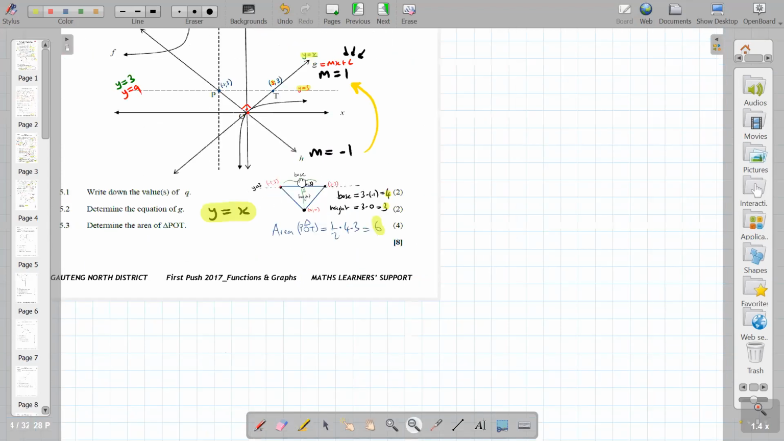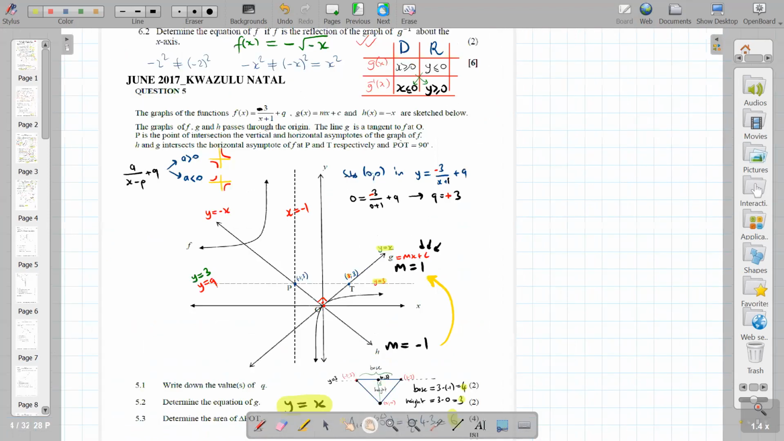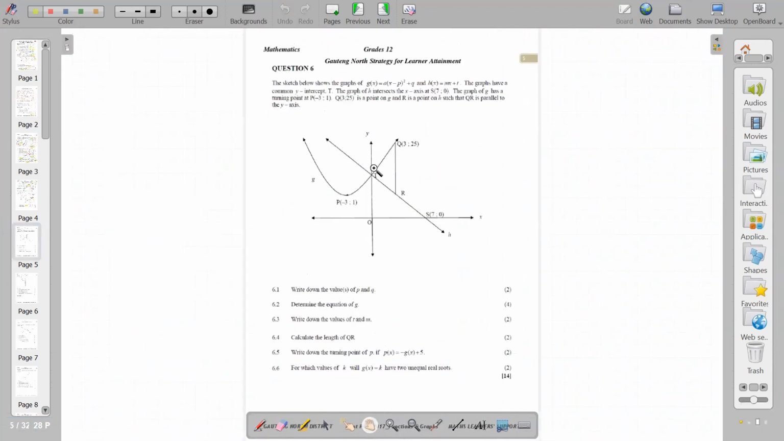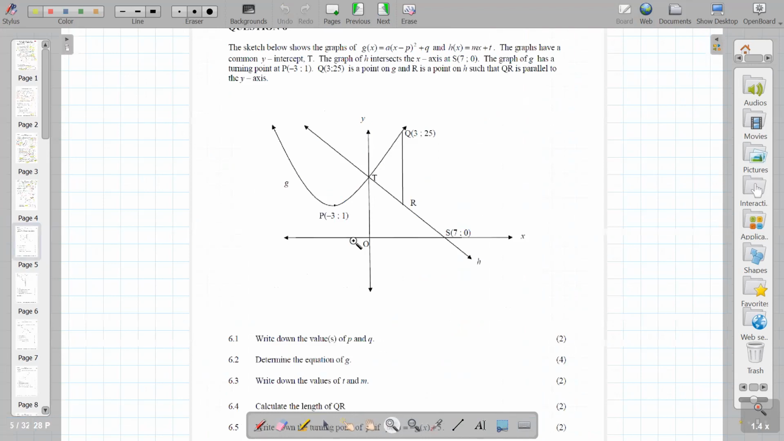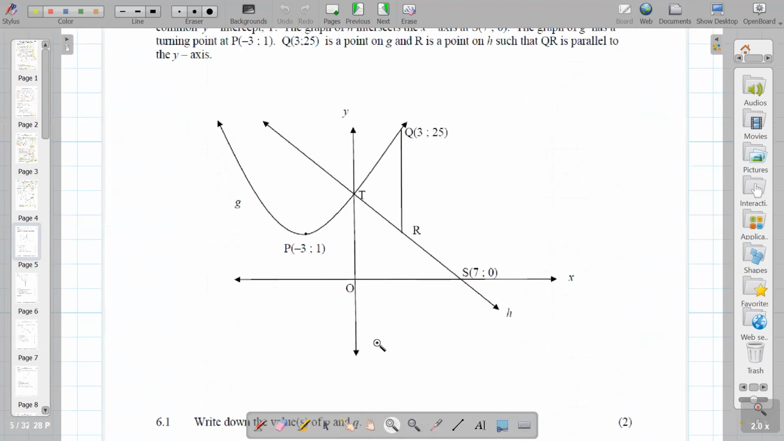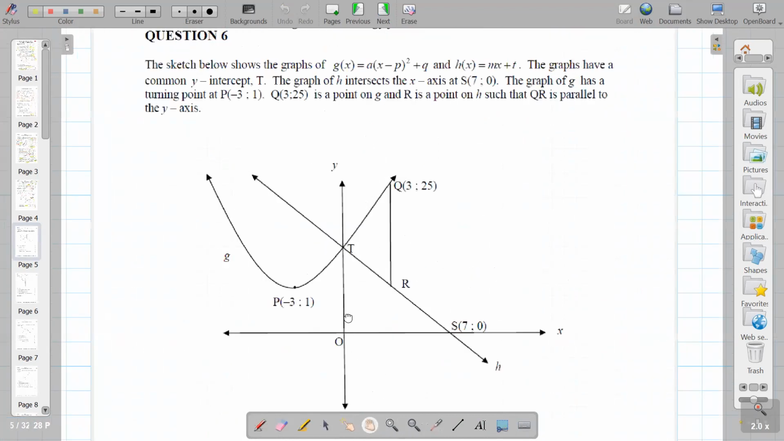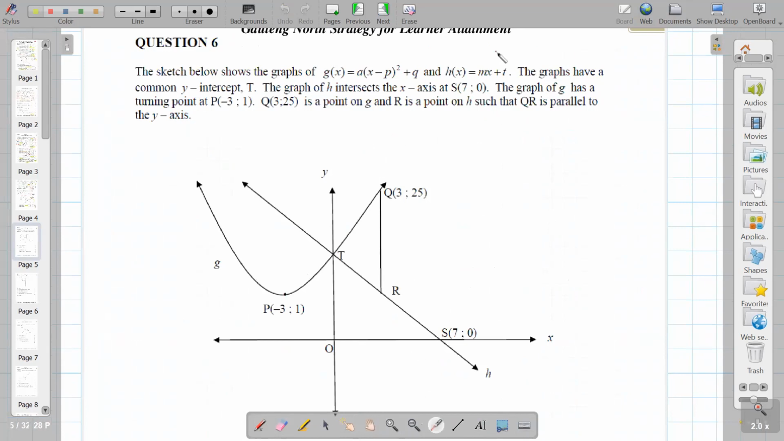All right, now let's check another question, question 6. We have a parabola. It has a turning point that we can see. And there's a straight line. What else do we know? QR is parallel to the y-axis, that's a vertical line. Do we know the coordinates of anything? P is given, Q is given. All seems fine.